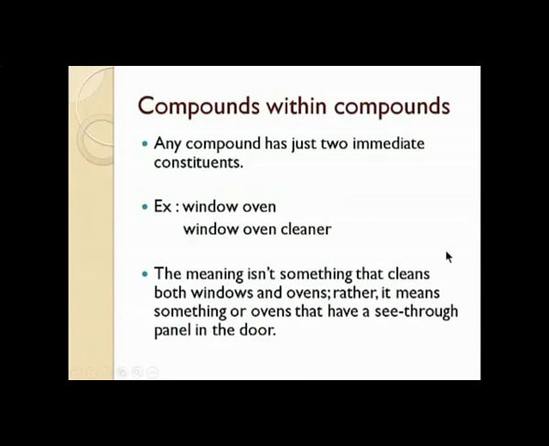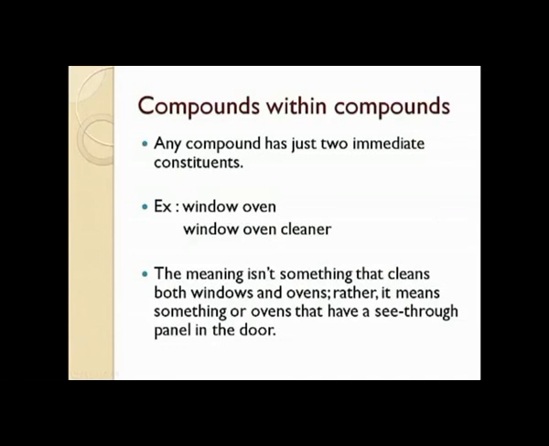Finally, we reach the last chapter, which is the fourth chapter, compounds within compounds. Any compound has just two immediate constituents. An example is window oven, and another is window oven cleaner. The meaning of window oven cleaner is not something that cleans both windows and ovens. Rather, it means something that cleans ovens that have a see-through panel in the door.